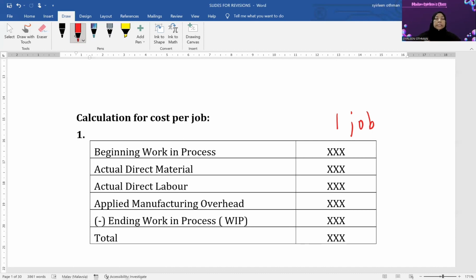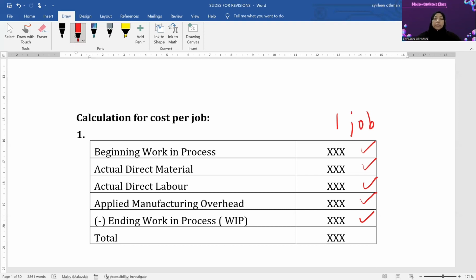Certain questions give you the beginning work in process inventory, so you need to add up the total inside the table as well to calculate the cost for each job. To calculate the cost for each job, you need the beginning work in process plus your direct material, direct labor, applied manufacturing overhead, and then minus the ending work in process. But this is very rare, you seldom get this in your questions. But this is the main requirement to calculate the cost per job.